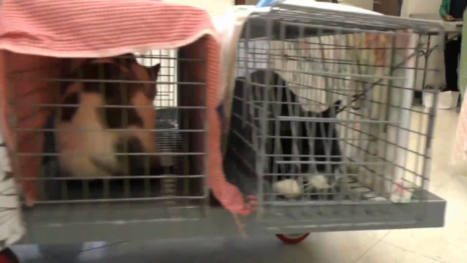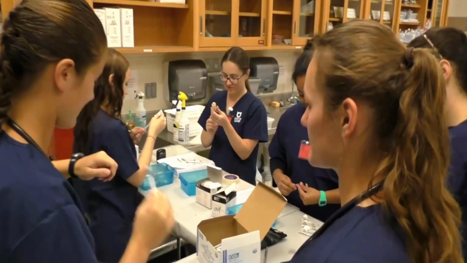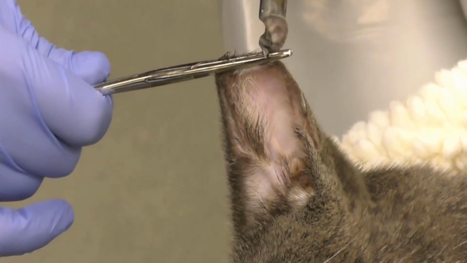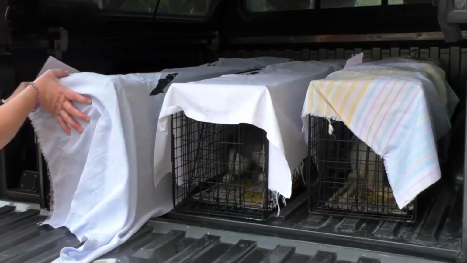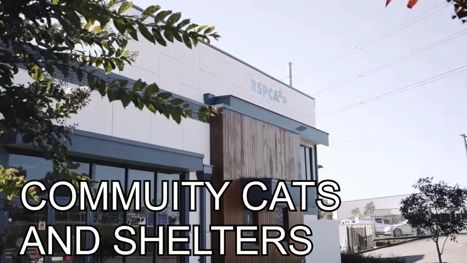In a TNVR program, community cats are humanely trapped, taken to a veterinarian for spaying or neutering, vaccinated, ear-tipped for easy identification, and then returned to their original outdoor homes. This approach helps control the cat population, reduces health risks, and enhances their overall well-being. TNVR not only improves the lives of cats, but also offers a humane, effective, and cooperative way for communities to live alongside them.